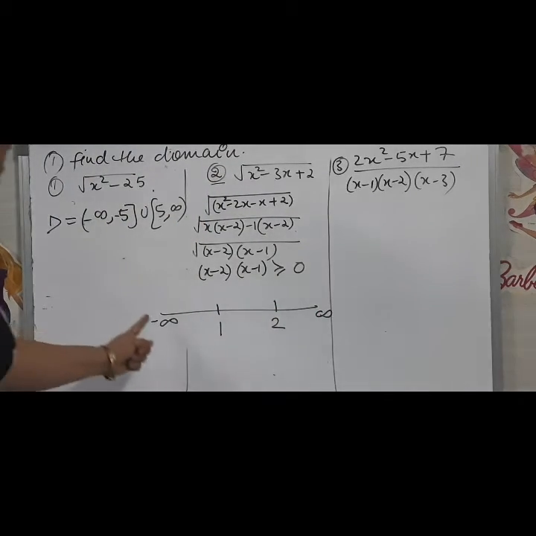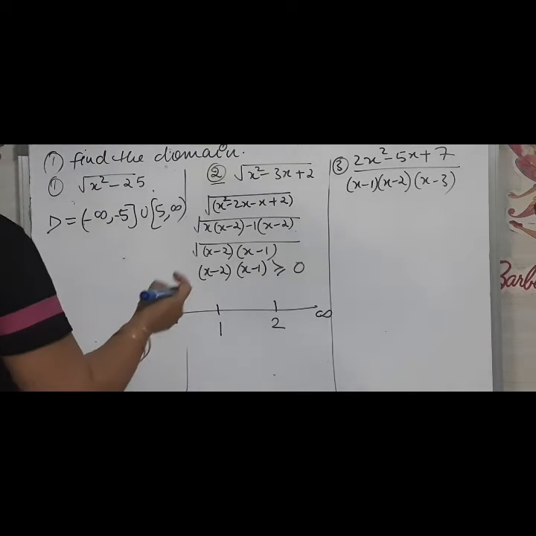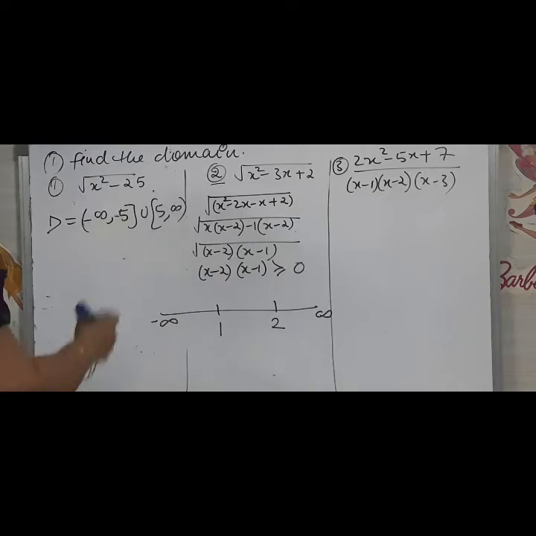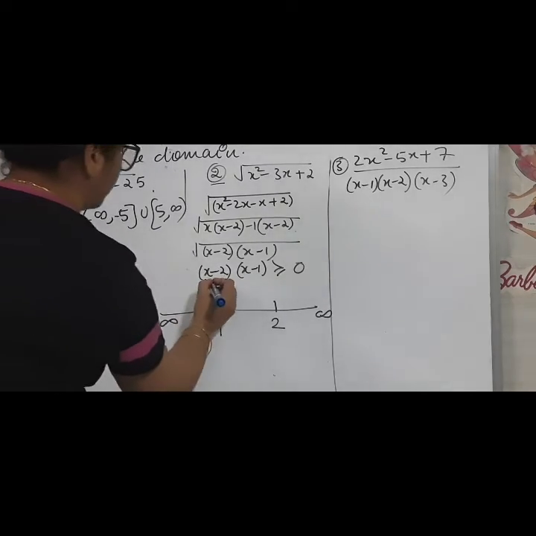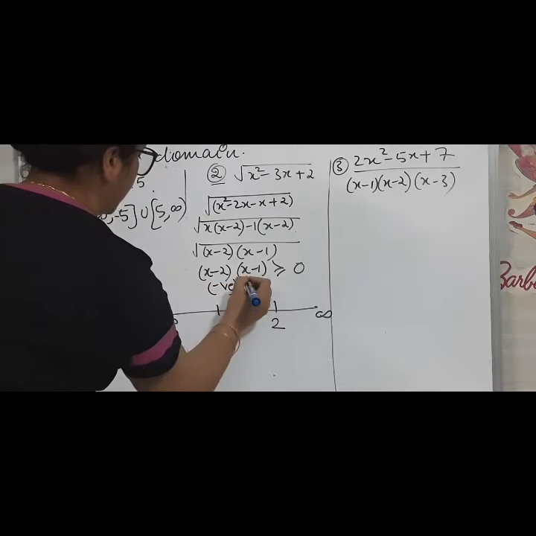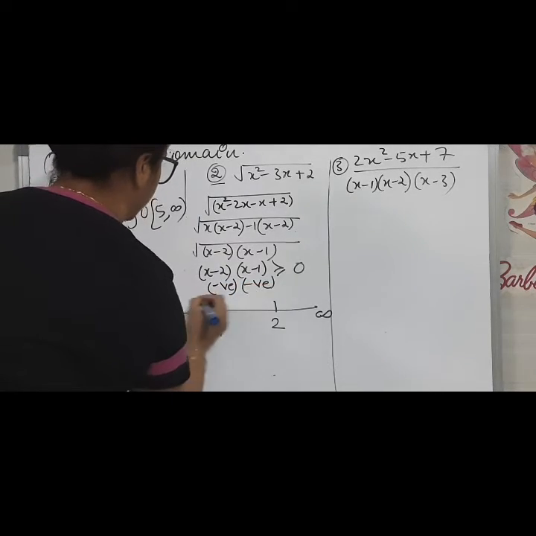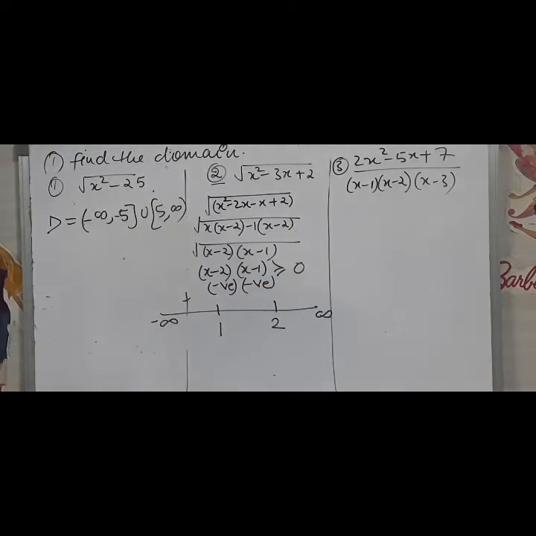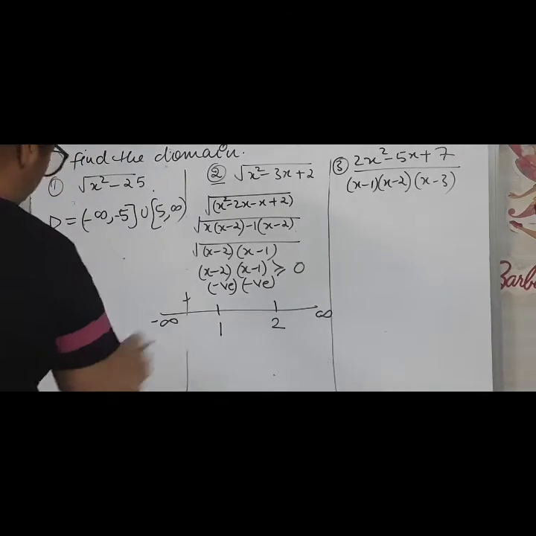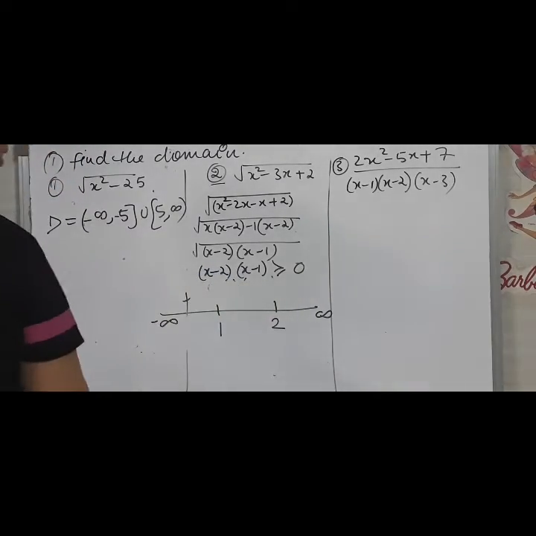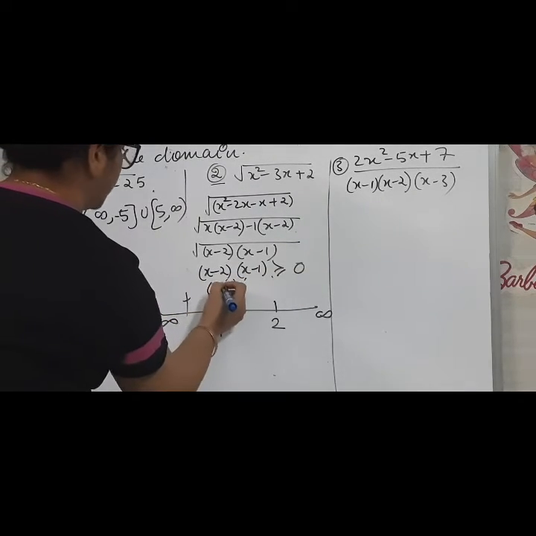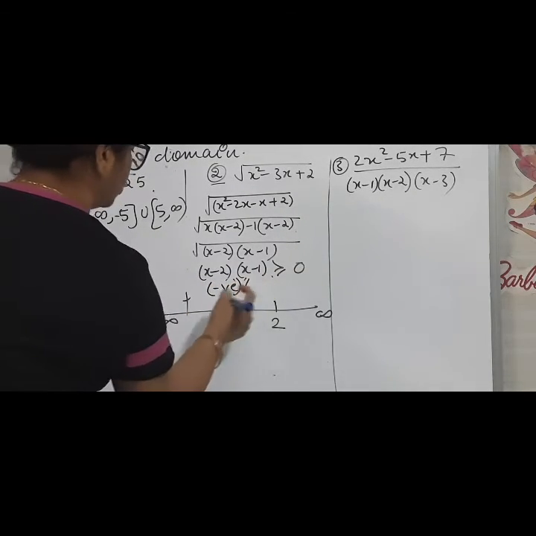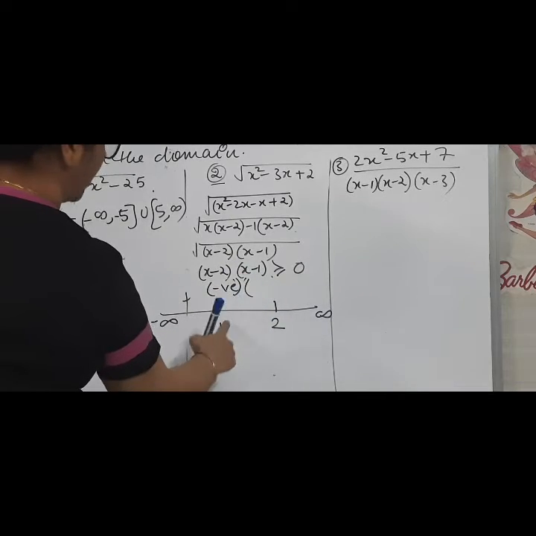Check it once. Minus infinity to 1. That means I will take, let it be, −1. If I put −1 here, what will come? A negative value will come. Here also a negative value will come. That becomes positive. Then 1 to 2. If I put 1 to 2, it becomes 0. Let it be, we will take the simple one, 0. So it becomes negative, and it also, 0 I have taken.